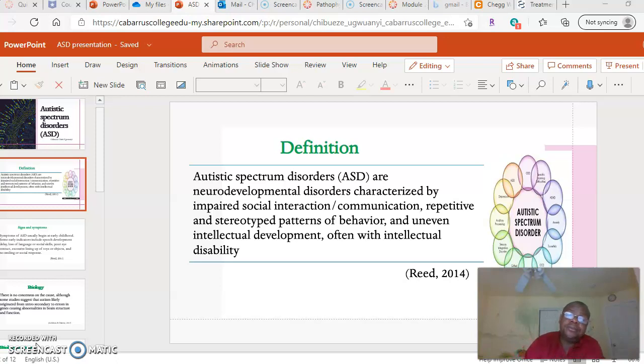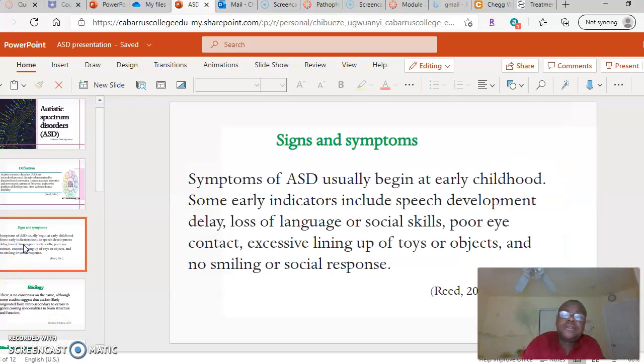So the signs and symptoms of autistic spectrum disorder usually begin in early childhood. Some early indicators include speech development delay, loss of language or social skills, poor eye contact, excessive lining of toys or objects, and no smiling or social response. So these symptoms are very obvious when people are trying to diagnose this condition.